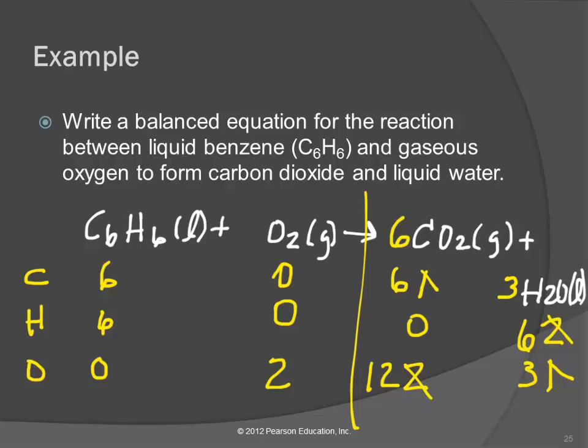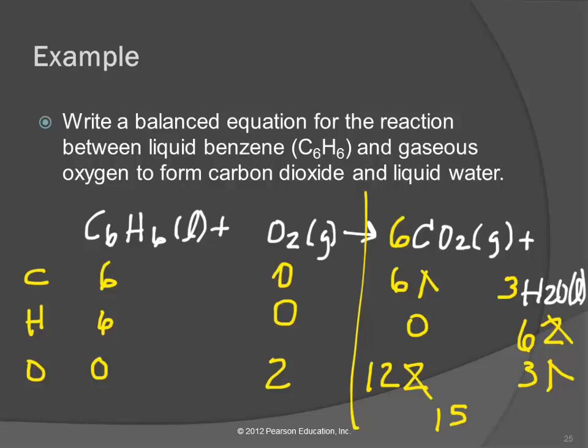So carbons are straight, hydrogens are straight, oxygens. On the left side we have 2 oxygens. On the right side, 12 plus 3 is 15 oxygens, but when we look on the left side, the oxygens are coming in pairs. So we have an odd-even issue here. There's 2 ways to solve this problem. One is to use a fraction, and the other is to just double everything. Because when you double an odd number, it becomes even, and the problem goes away.